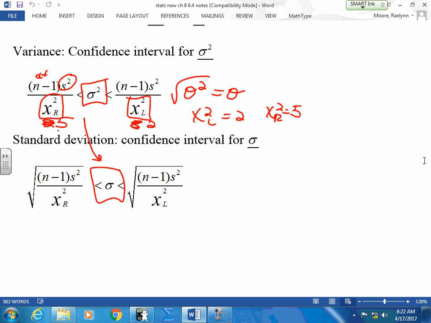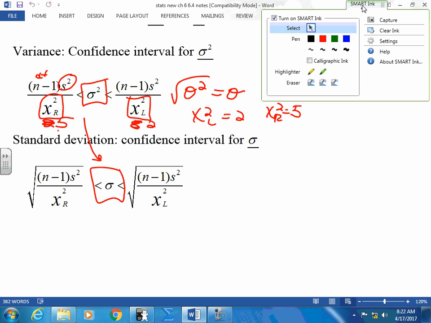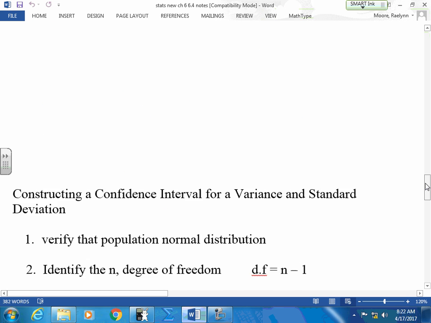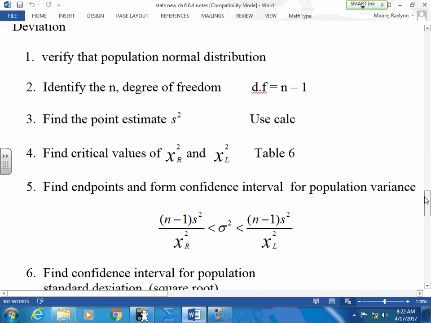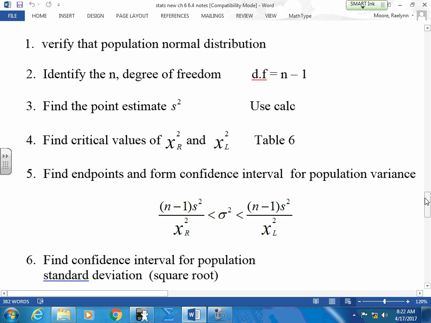This area to the right, which I don't want you to get hung up on, which you kind of see in your chart, the way that the numbers go. I still don't want you to get hung up on which area goes where. We do it my way, so we keep consistency there. Again, you're going to verify that your population has a normal distribution. We do all the same things we've always done. We're going to identify your degrees of freedom from your sample size. We're going to find a point estimate. In this case, the point estimate is our sample variance or our sample standard deviation, whichever one they give us.